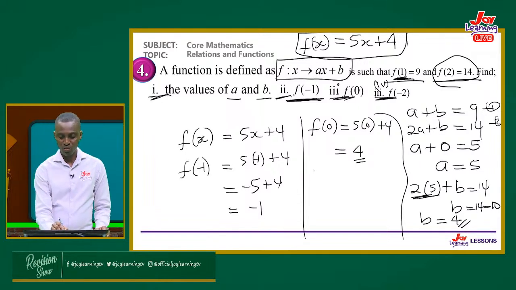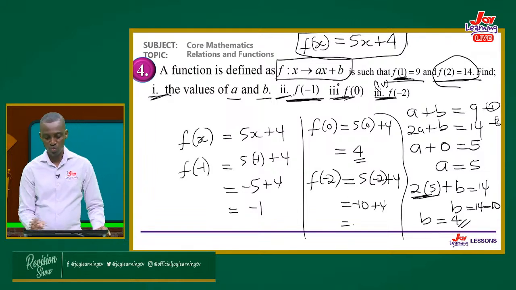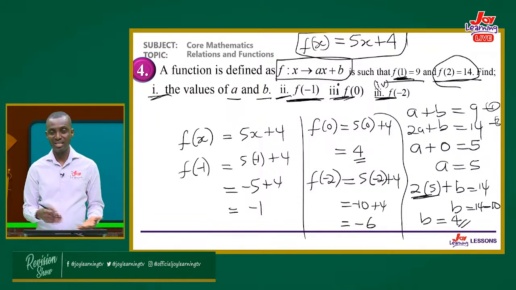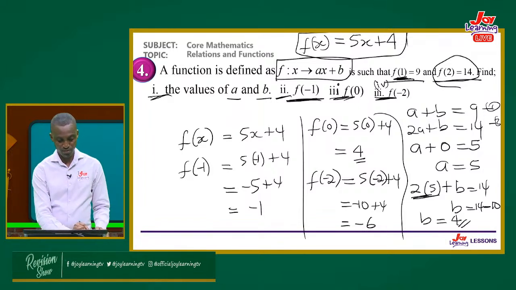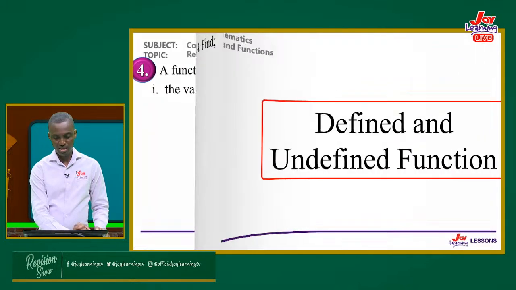Right. Then what is f of negative 2? That will also be 5 times negative 2 plus 4. And we get negative 10 plus 4. And we will get negative 6. So it means we put in negative 2, we get negative 6. That is beautiful. That is very, very beautiful. Okay, so that answers example number 4. Okay, so these are the answers we had.